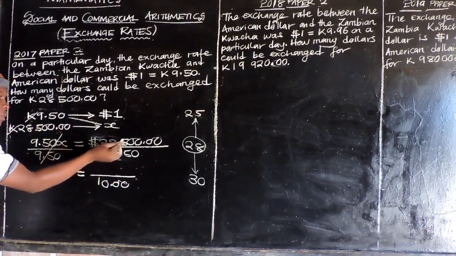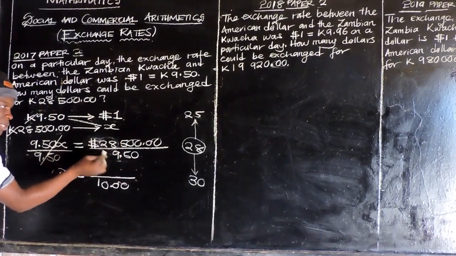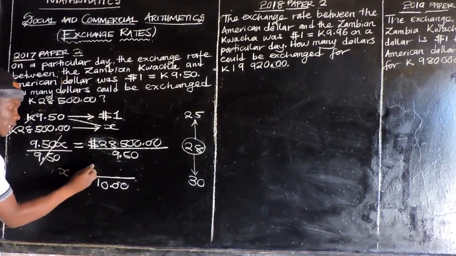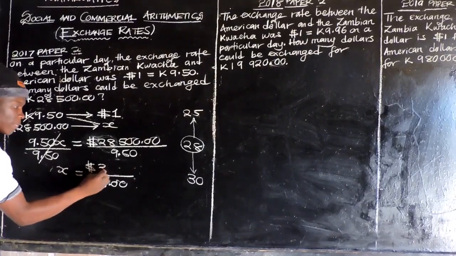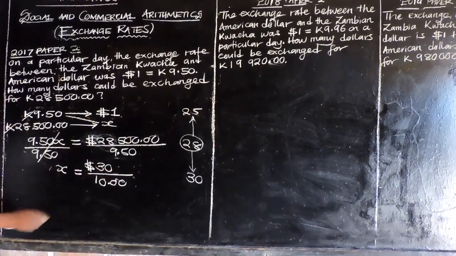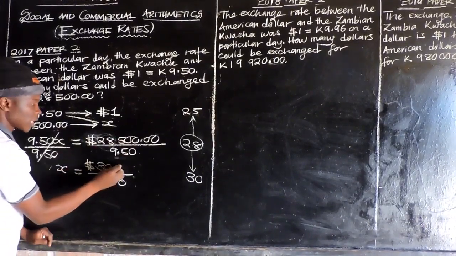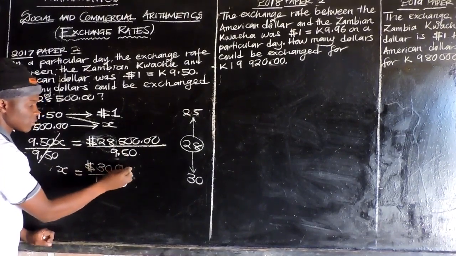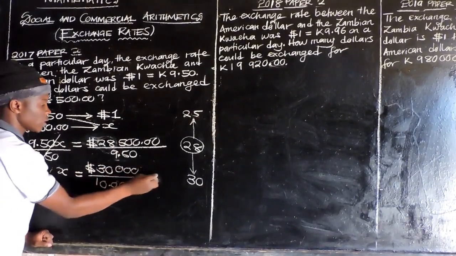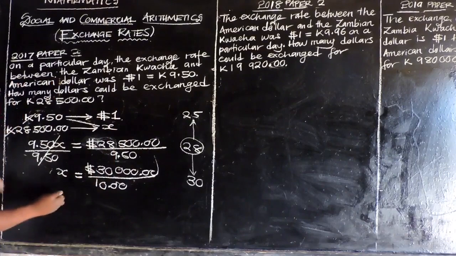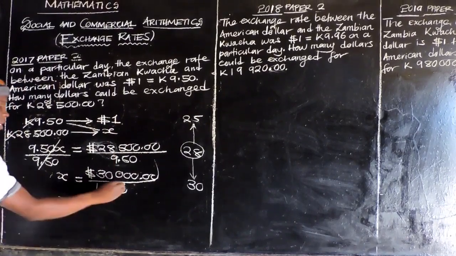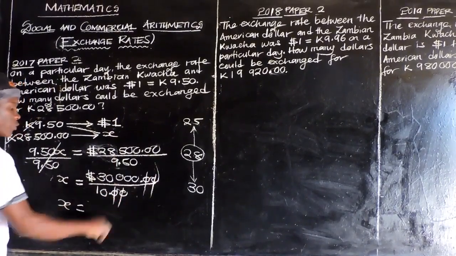So this one is going to become what? 30. So you're going to have 30. Alright, guys? 30. Then you're going to have what? This is going to become what? 0, 0, 0. Okay, then 0.00, then x is equal to this, and this and this are going to go in.